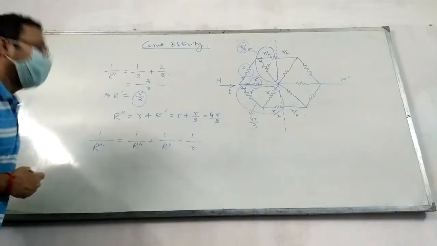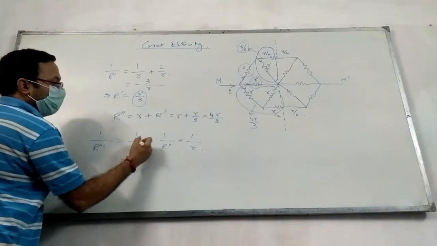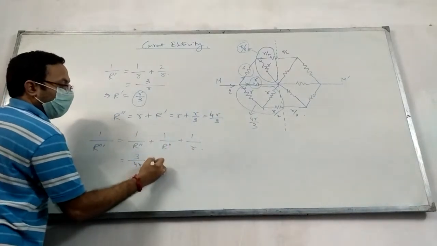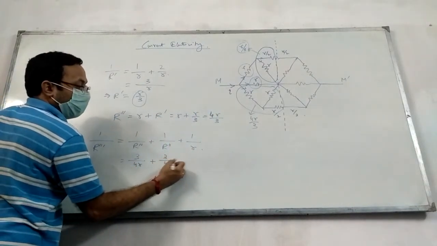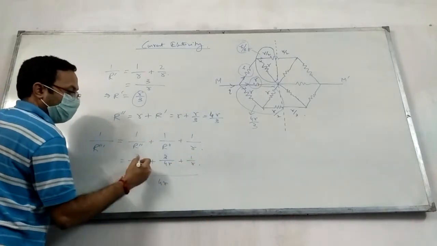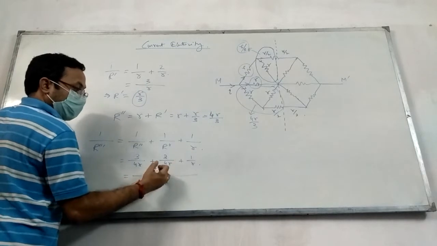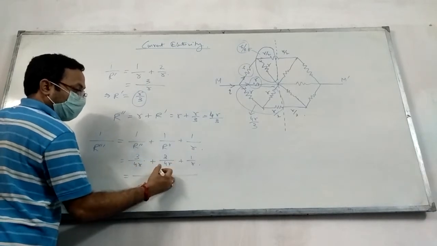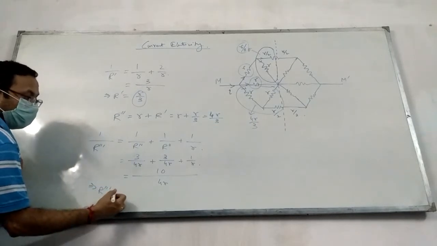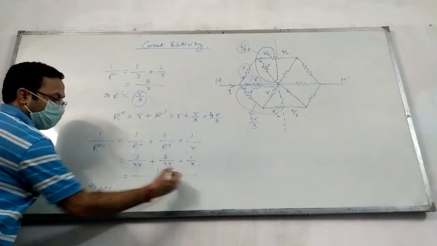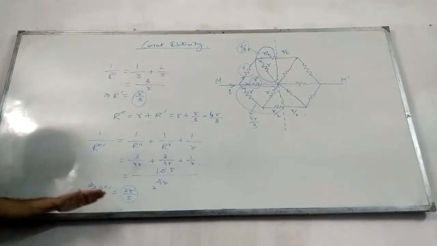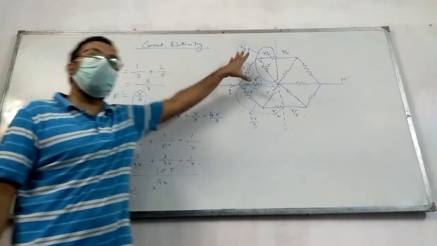So what will it be? Tell me quickly, fast. What is 1 by R double dash? 3 by 4R. So 3 by 4R plus 3 by 4R plus 1 by R. So what will it be? 4R below, and above 3 plus 3 plus 4 means 10, right? So R triple dash is equal to 2R by 5.